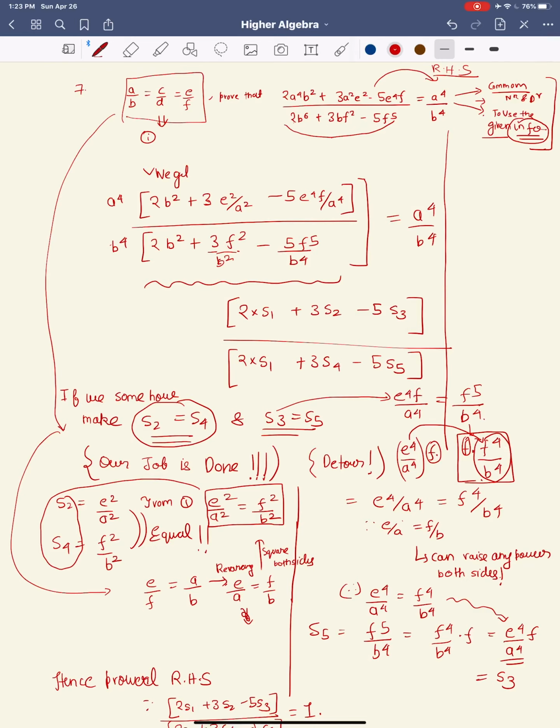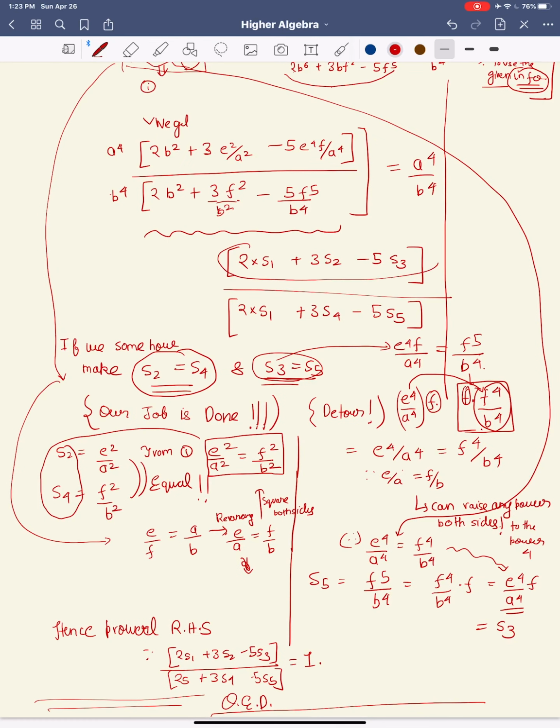So if we substitute this and this here, by raising both sides to the power 4, we see that our job is done, and we are able to prove S3 equals S5. Thus we are able to prove that this numerator is equal to this denominator, and hence they cancel out to give 1. So hence we have proved what is being asked in the question.